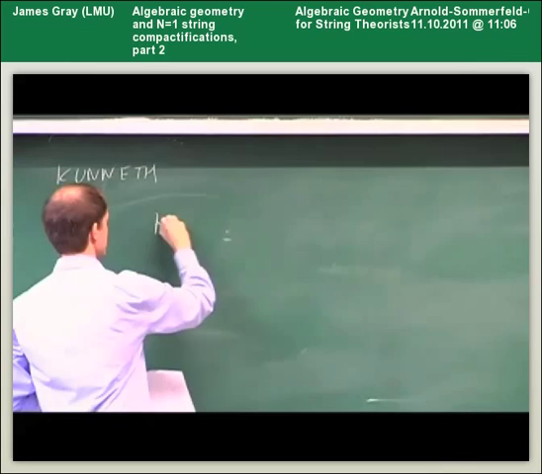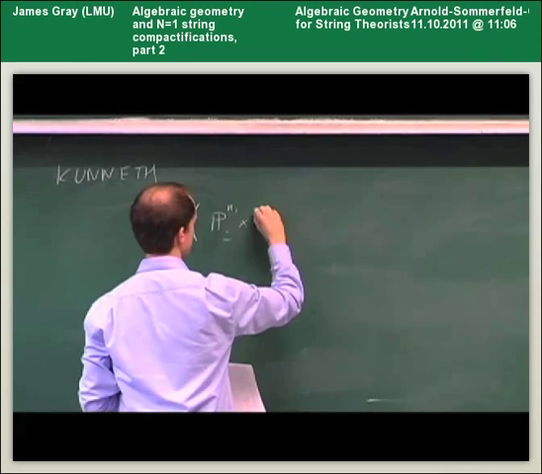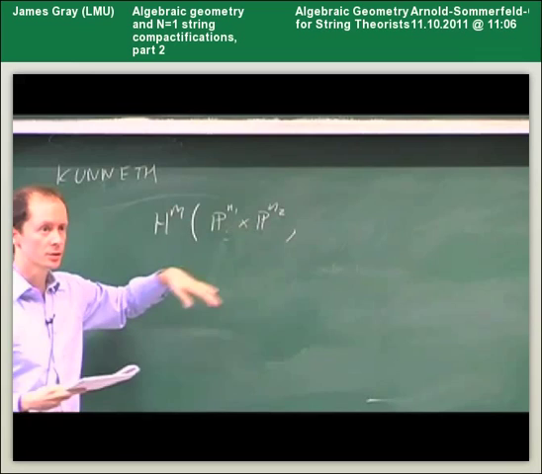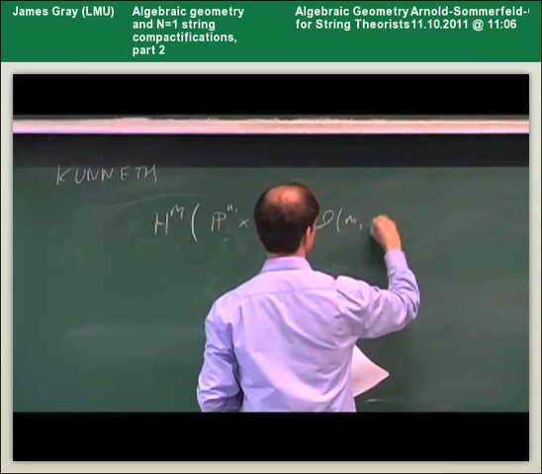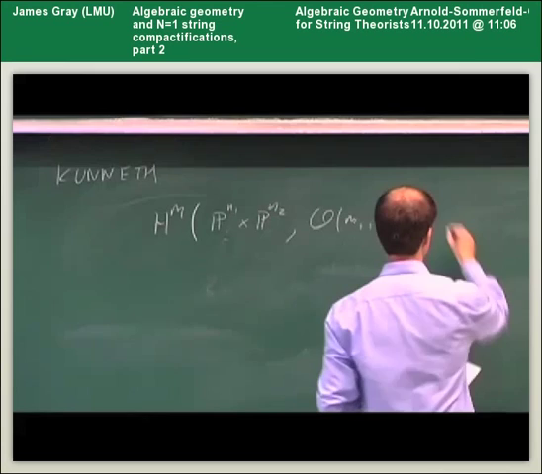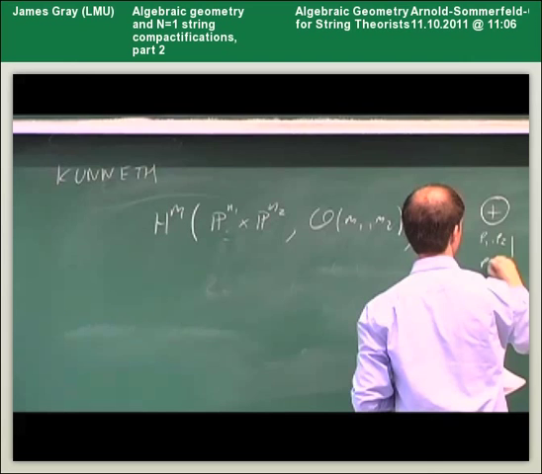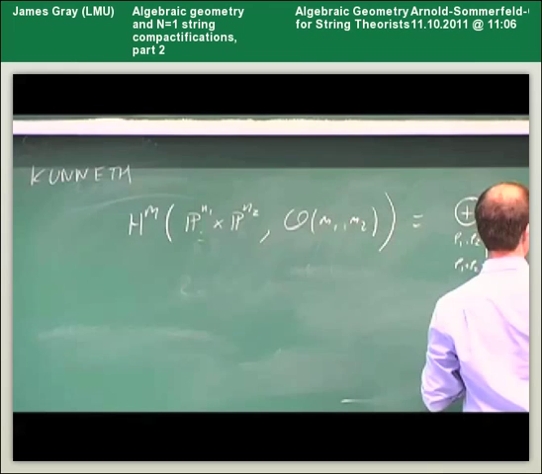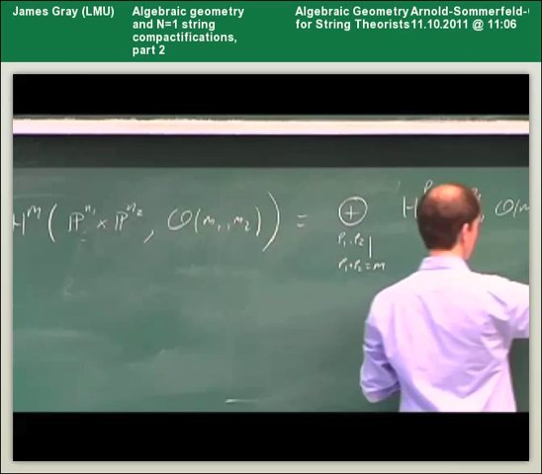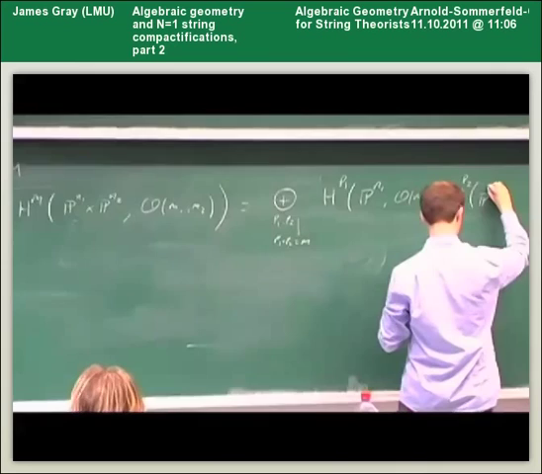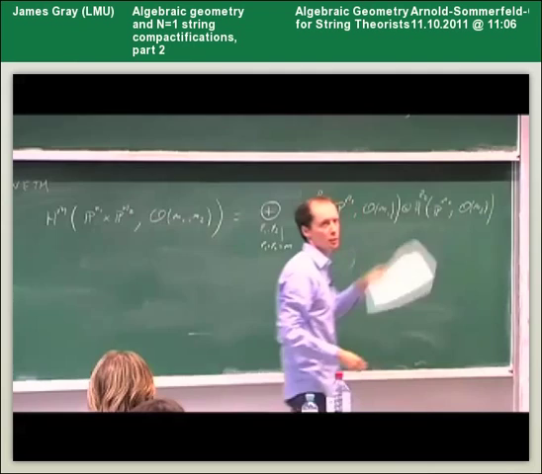So it says that if you have a cohomology on, say, P^n1 times P^n2, now, this has two Kähler forms, that of P^n1 and that of P^n2, or two (1,1) forms, so I have to specify two integers to specify a line bundle. What's that cohomology? Well, basically, it's a sum over p1 and p2 such that p1 plus p2 equals m of your cohomology on the first space for the line bundle O(m1) times your cohomology on the second space for the line bundle O(m2). So this is just some formula. I'm just quoting what the ambient space cohomology is for the products.